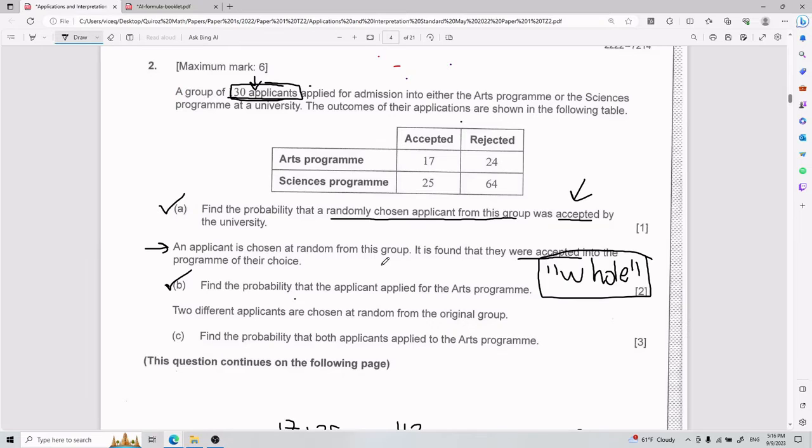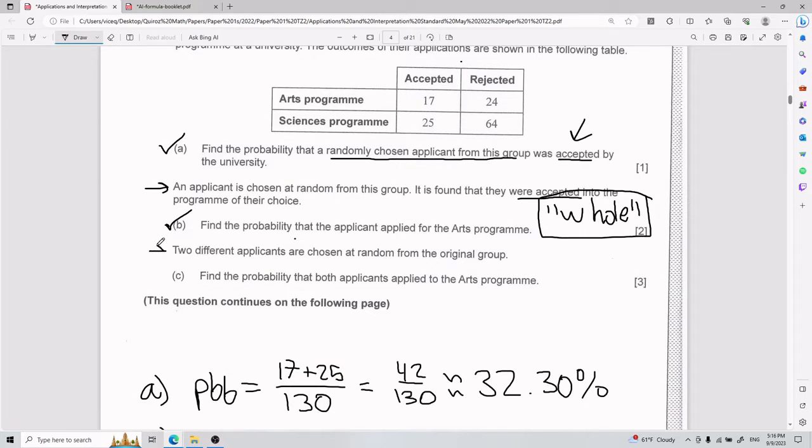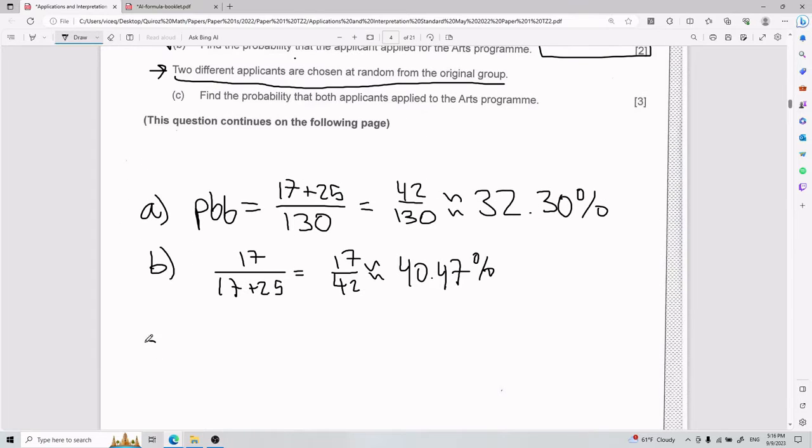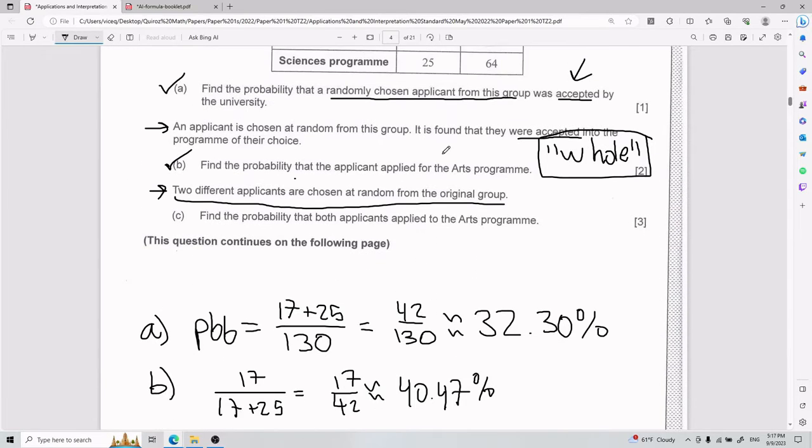They tell us that two different applicants are chosen at random from the original group. Find the probability that both applicants apply to the arts program. So I need to pick two in a row. Now, because we have two in a row, let's go one by one. So for the first one, or actually, let me phrase it differently.